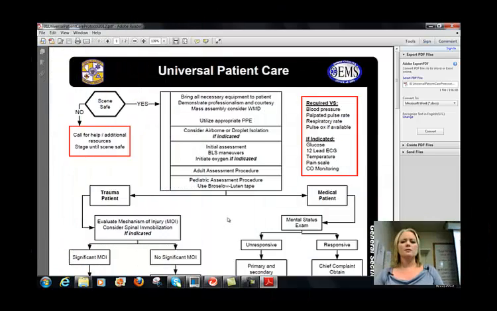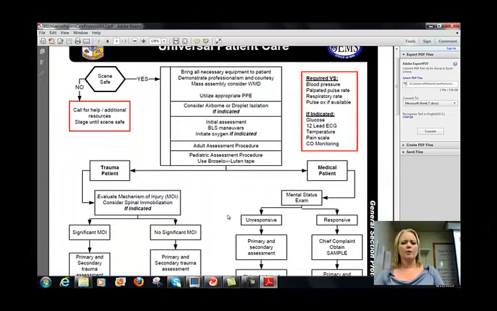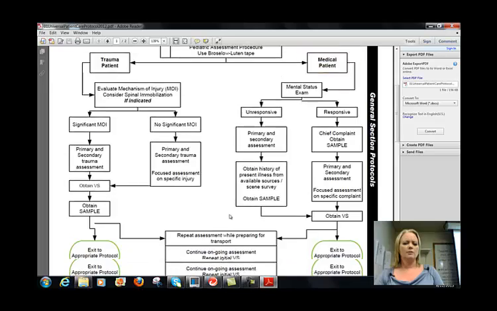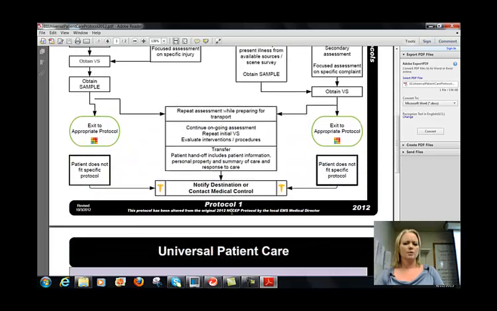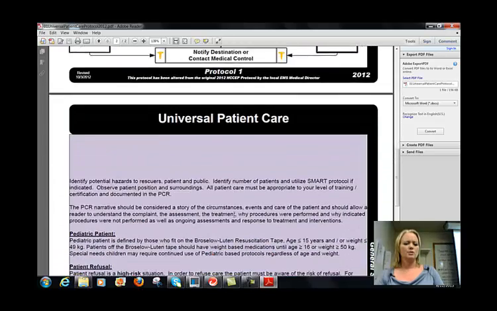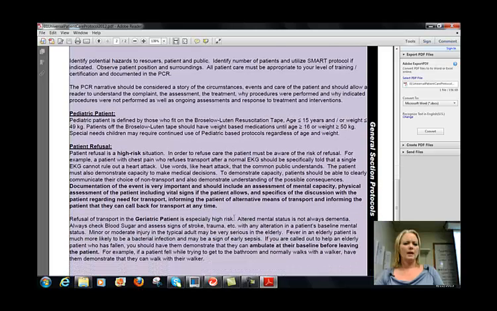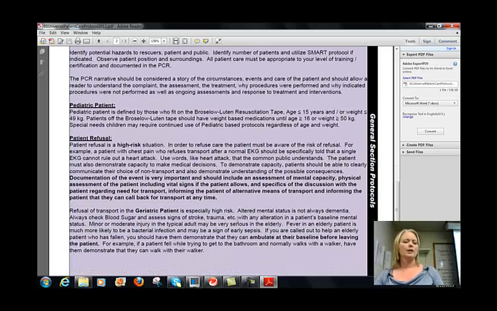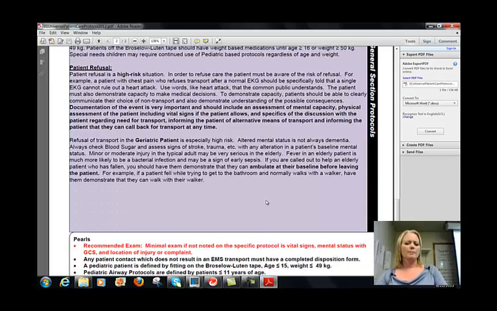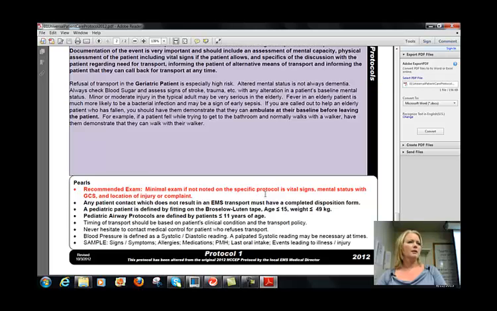So this is the first page of the Universal Patient Care Protocol, and there's not a whole lot different on this, but I just want to show you how the second page has a big purple box on it where I can put any information that I want you guys to have about the specific protocols. And then at the bottom of each protocol are the pearls, just like in the 2009 protocols, you've got the pearls at the bottom of the page.